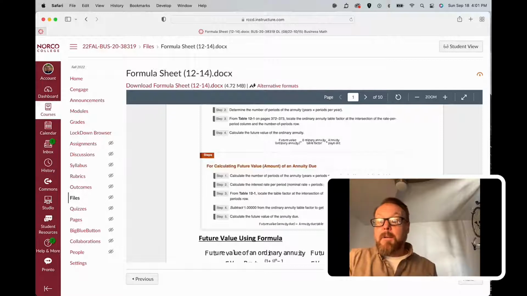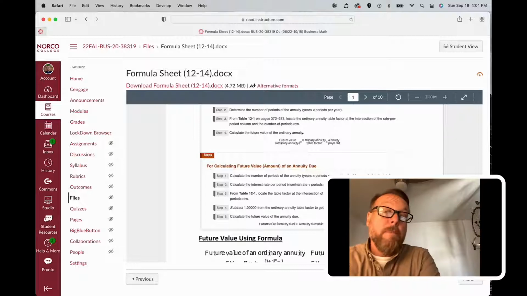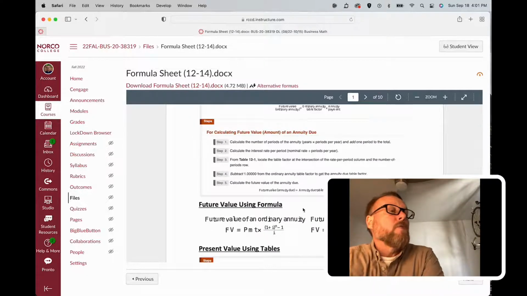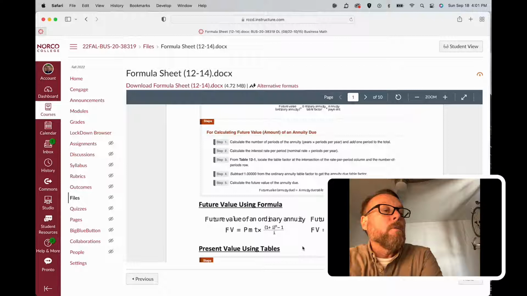You found how many periods it was going to be compounded. In this case, with an annuity, you do the same thing, but you're going to either be adding 1 or subtracting 1 depending on whether it's an annuity due or an ordinary annuity. But you're still going to be using the table factors. I also give you the formulas here for both annuity due and ordinary annuity. Those of you who want to take a shot at that, you can.